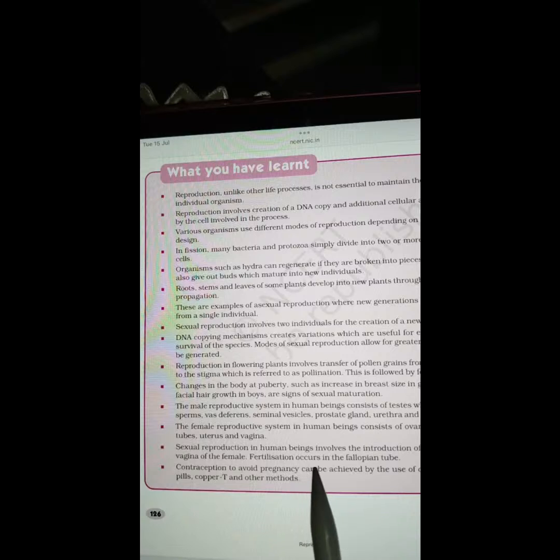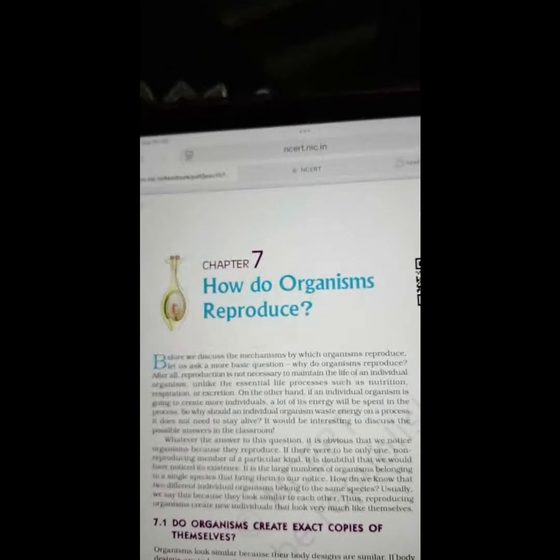Sexual reproduction in human beings involves the introduction of sperm in the vagina of the female. Fertilization occurs in the fallopian tube. Contraception to avoid pregnancy can be achieved by the use of condoms, oral pills, copper T, and other methods. So, with this, we are done with the reading of chapter 7, How Do Organisms Reproduce?